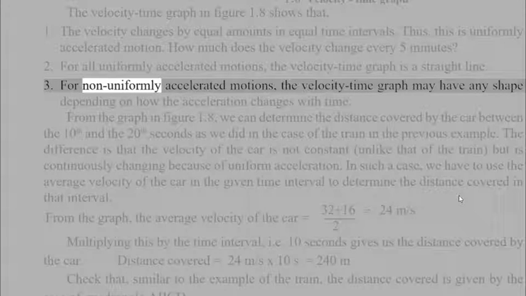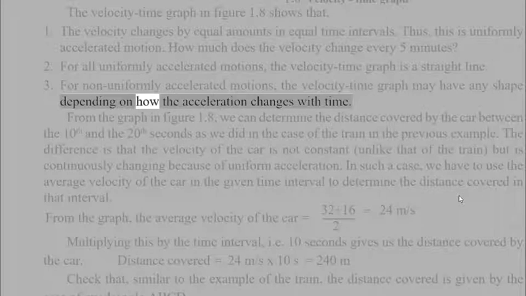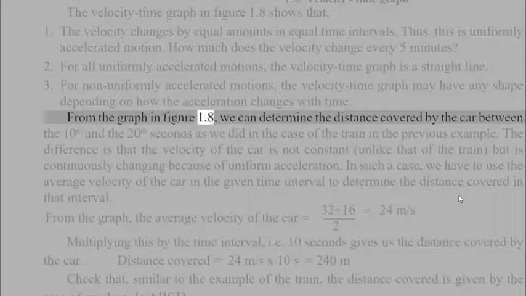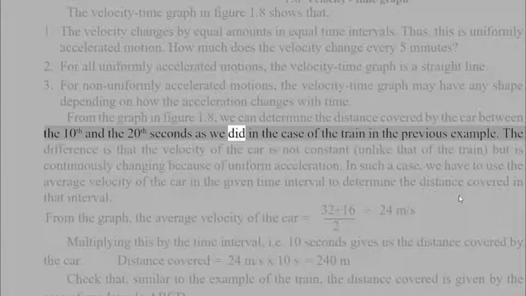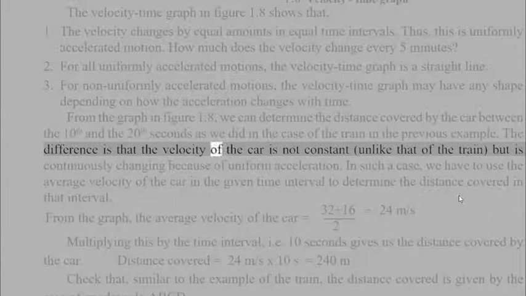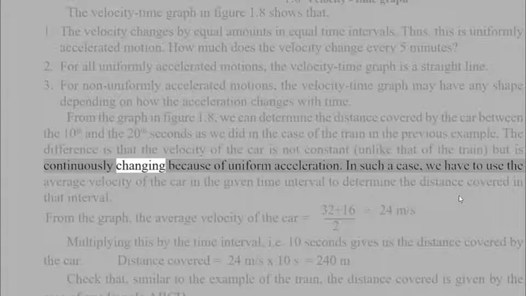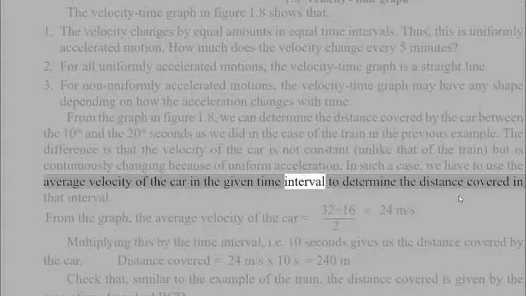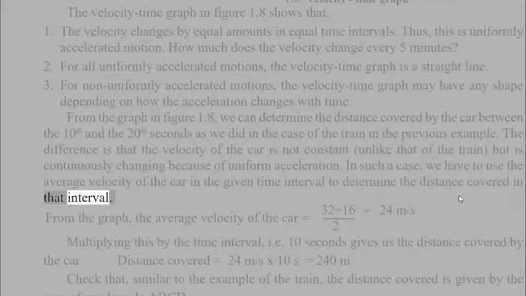3. For non-uniformly accelerated motions, the velocity-time graph may have any shape depending on how the acceleration changes with time. From the graph in figure 1.8, we can determine the distance covered by the car between the 10th and the 20th seconds, as we did in the case of the train in the previous example. The difference is that the velocity of the car is not constant, unlike that of the train, but is continuously changing because of uniform acceleration. In such a case, we have to use the average velocity of the car in the given time interval to determine the distance covered in that interval.